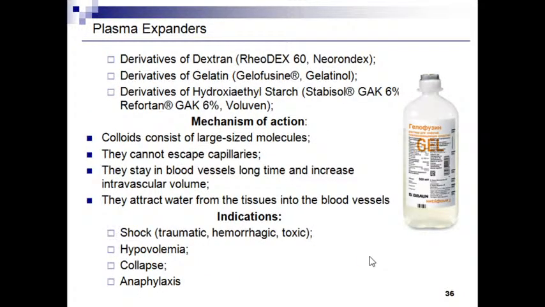First clinical group, plasma expanders. This group involves derivatives of dextran, for example, Reopolyglucin, Neurondex, derivatives of gelatin solution, gelofusine or gelatinol, and derivatives of hydroxyethyl starch such as stabizol, refortan, voluven.